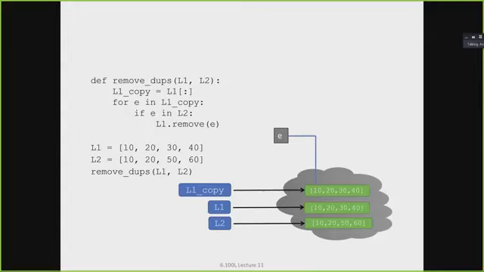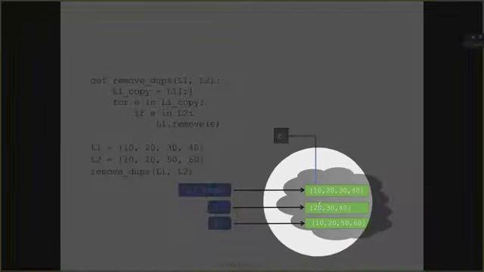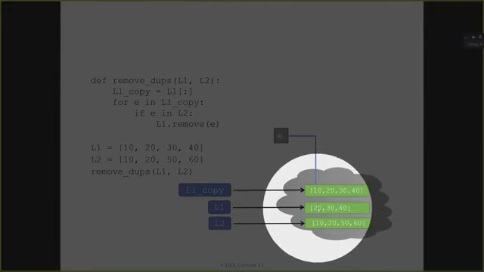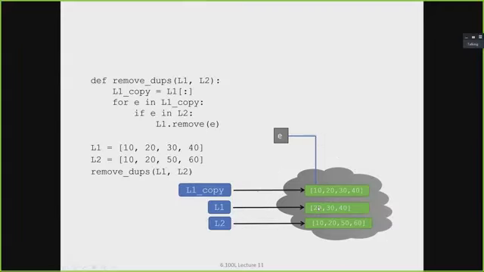So first we look at the 10, and I say if the 10 is in L2, it is. Remove it from L1. So notice I have just mutated L1, not the copy, to be one element less. Then the loop variable E goes to the next value in my sequence. So I'm not skipping anything here because I didn't mutate L1 copy. So now we look at the 20 correctly this time, right? So now we ask, is the 20 in L2? It is, so we remove it from L1. And then the 30 and the 40, we do nothing.